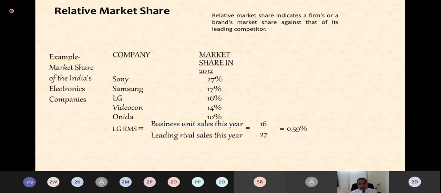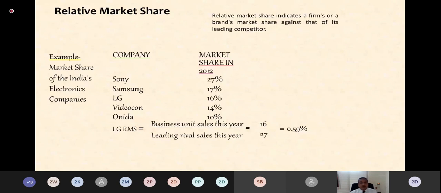Here you see the example companies we have listed: Sony, Samsung, LG, Videocon, and Onida. Here we have taken market share in 2012. Sony has 27% of the share, which is the leader in the market. And if we want to calculate the relative market share of LG, for example, LG has 16% market share of the total market.